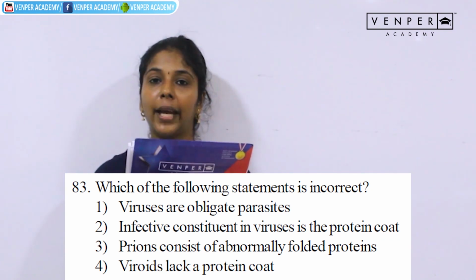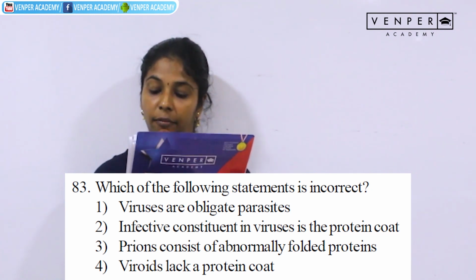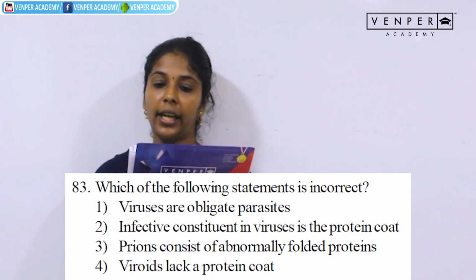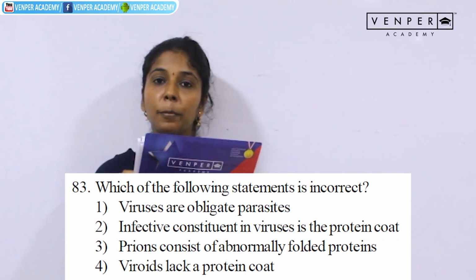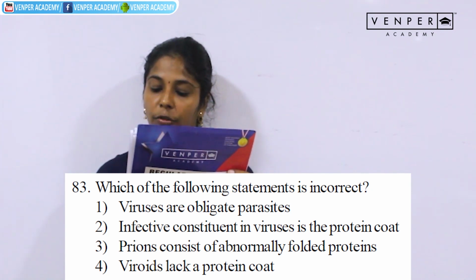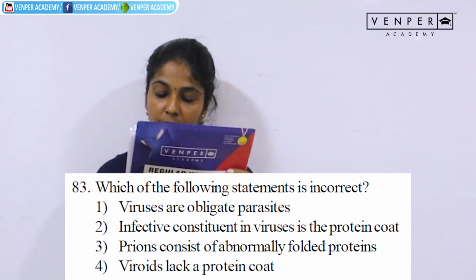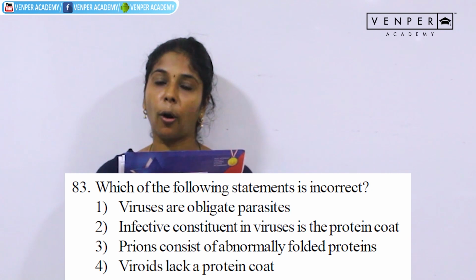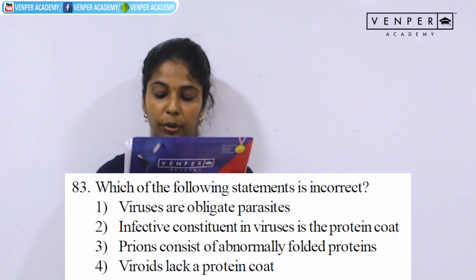Option 1, viruses are obligate parasites, is true. Option 2, the infective constituent in virus is the nucleic acid, whether it is RNA or DNA, depending on the nature of the virus, RNA virus or DNA virus. So option 2 appears to be wrong. Option 3, prions consist of abnormally misfolded protein, is true. Prions are misfolded proteins. Option 4, virions lack a protein coat, which is also correct. So the incorrect option is option 2. Infective constituent in virus is the protein coat.